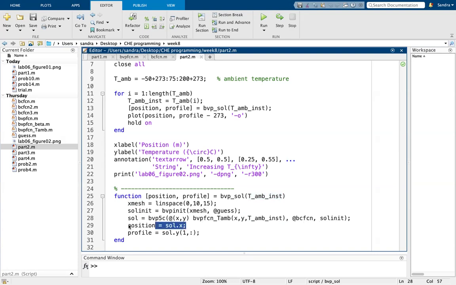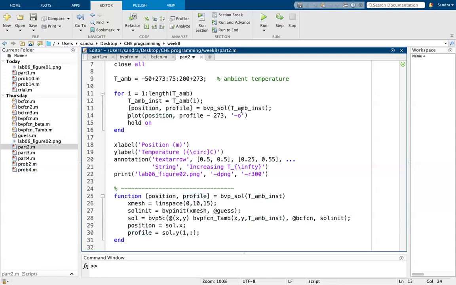Now, what is the position? I'm just extracting sol.x to be the position. And what is the profile? I only require the temperature profile. Among the solution, there is the y value, which will be the output, out of which the first row gives me the temperature, and the second row gives me the gradient of temperature. Here I only take the first row, which is the temperature value. So for a particular ambient temperature, I'll be getting the position and the corresponding temperature. That is the output of this section.